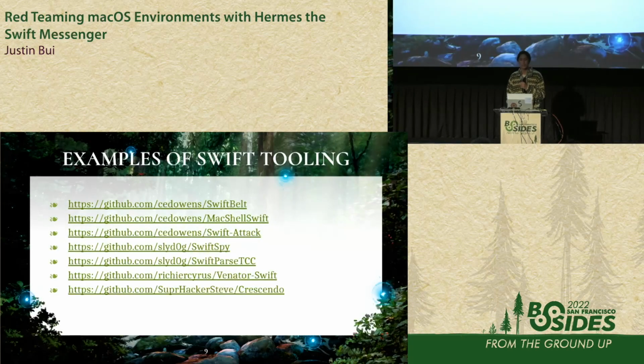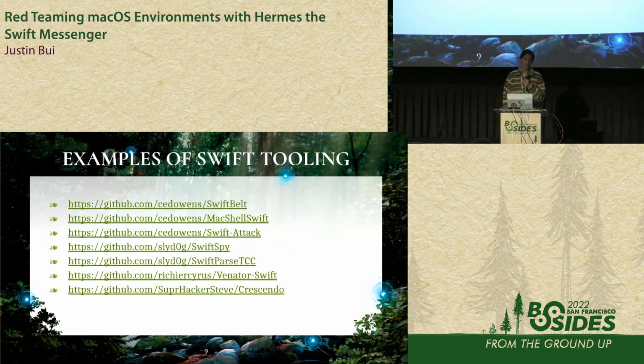Here are a couple different examples of Swift tooling for macOS. We have SwiftBelt. This is a variety of security checks for situational awareness. We have MacShell Swift. This is like a Swift command and control server. Swift Attack. Think of this kind of like Atomic Red Team for macOS. Swift Spy, a keylogger, clipboard monitor, and screenshotter. Swift Parse TCC, a TCC database parser.